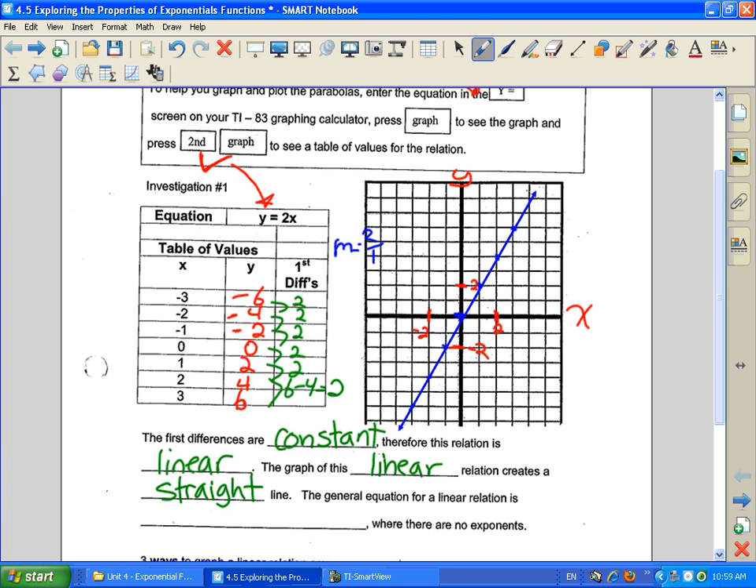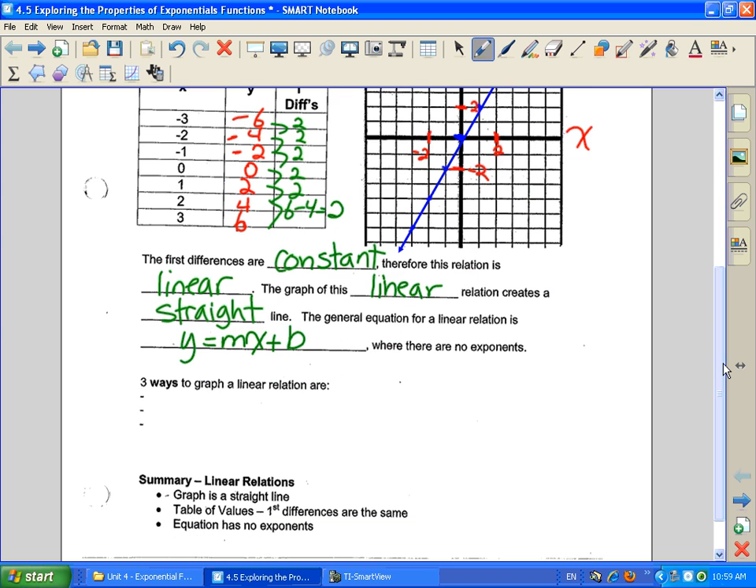The general equation for the linear relation is y equals mx plus b, where there are no visible exponents. Okay? Three ways to graph the line are table of values, slope y-intercept method, and x and y intercepts. And these should be a review from last year, grade 9.